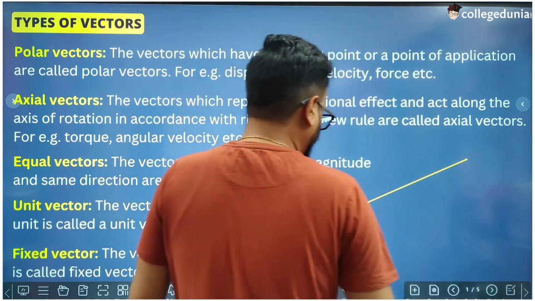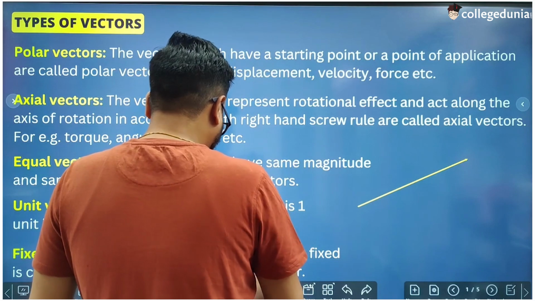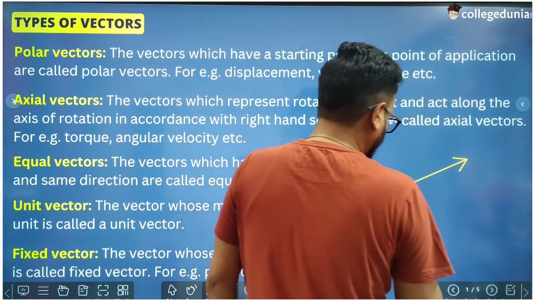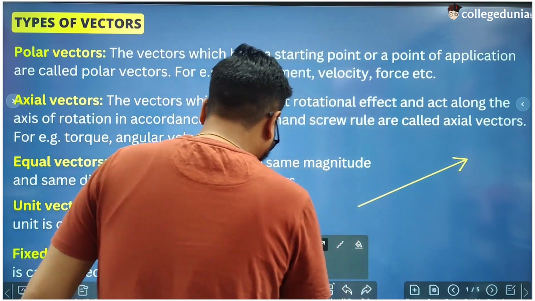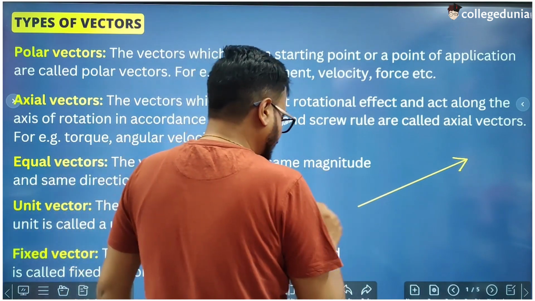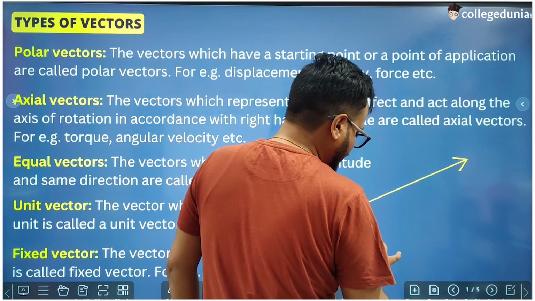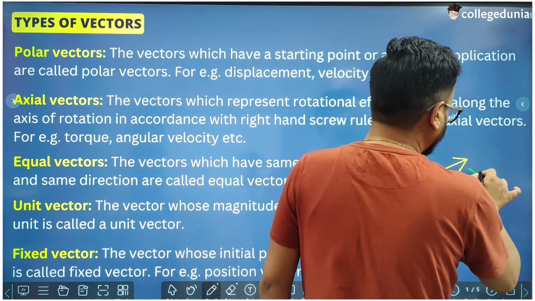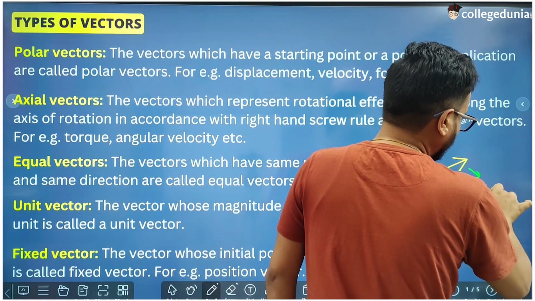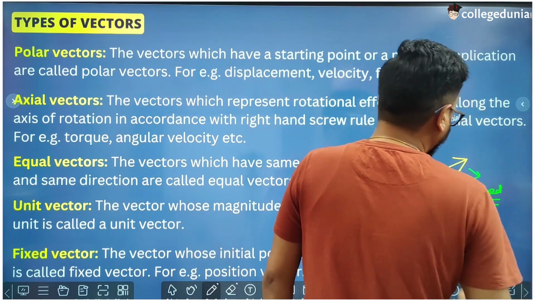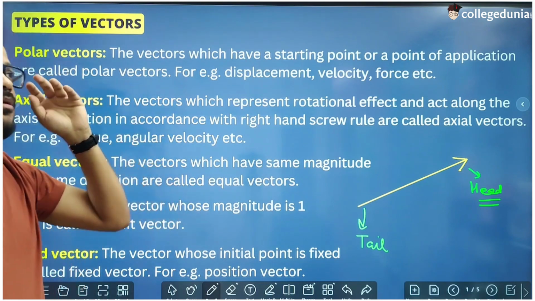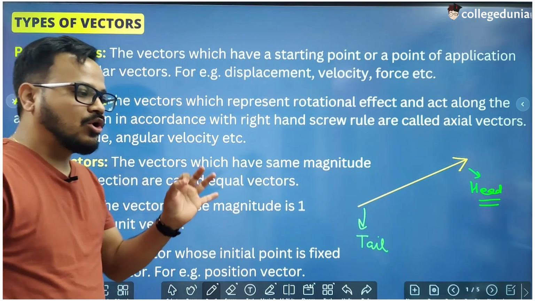So this is suppose a vector, and every vector has a tail and a head. So this is the tail. This part of the vector is called the tail of the vector, and this part of the vector is called the head of the vector, right? So any physical quantity which has both magnitude and direction is called a vector quantity.